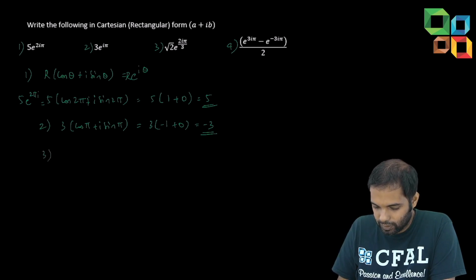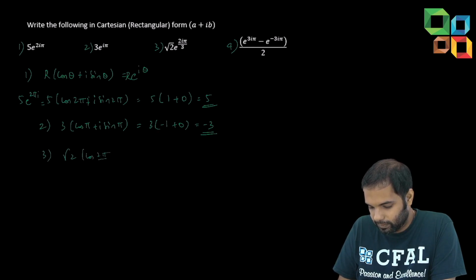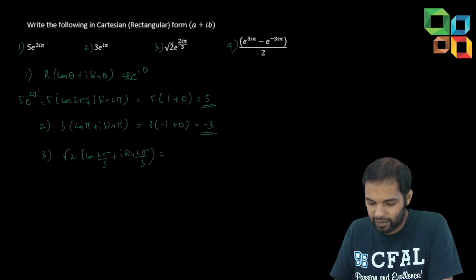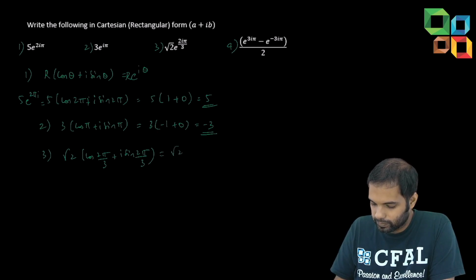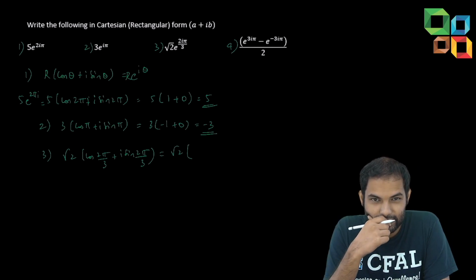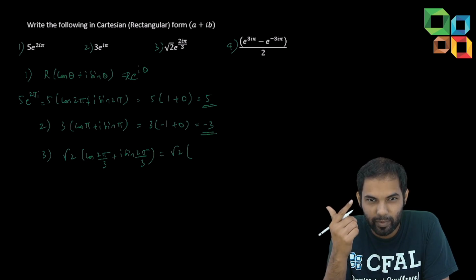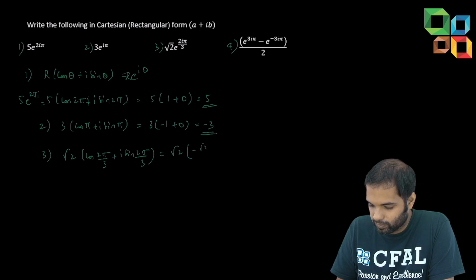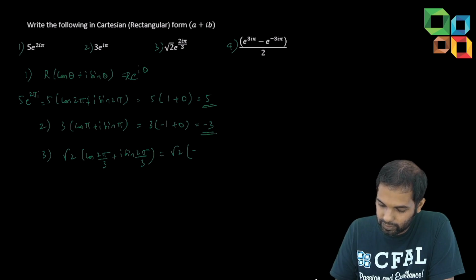Third one, root 2 times cos of 2 pi by 3 plus i sin 2 pi by 3. Now 2 pi by 3 is only about 120 degrees. You just need to know the value of that. So it's root 2 into cos of 2 pi by 3. First of all, second quadrant, it's negative. So cos becomes 0 at pi by 2, then it keeps on decreasing. So this is minus root 3 by 2. Sorry, it's not minus root 3 by 2. It's minus half.